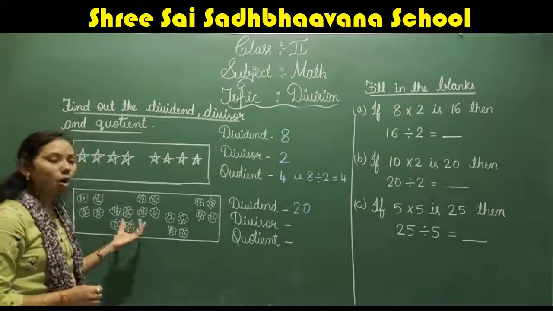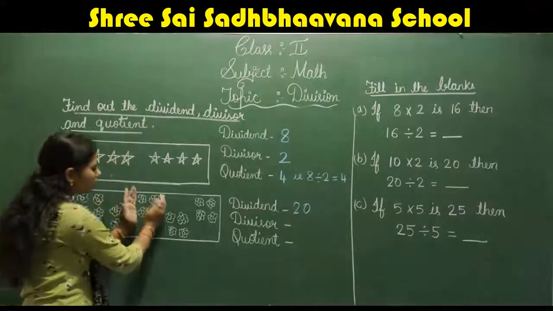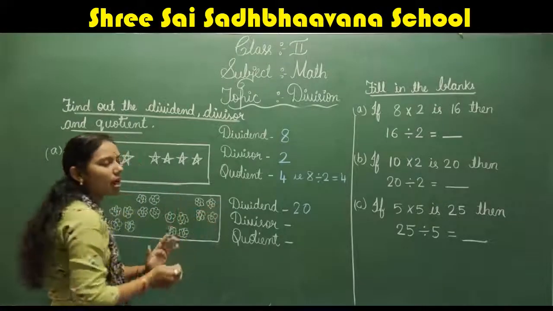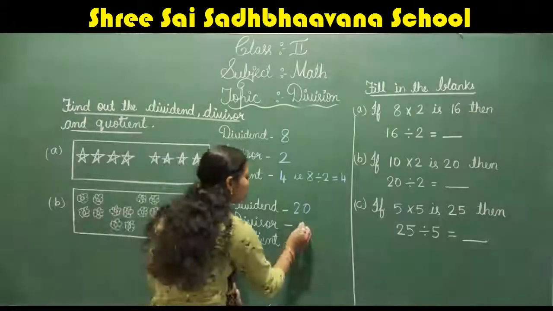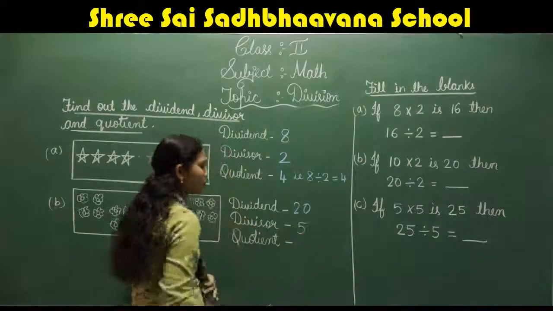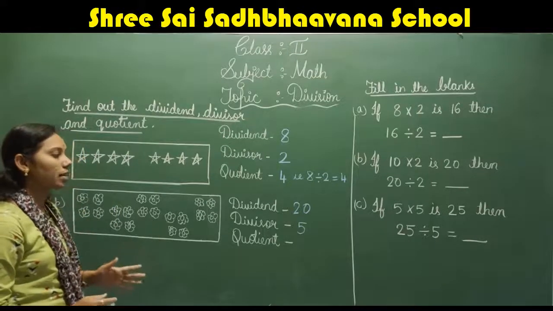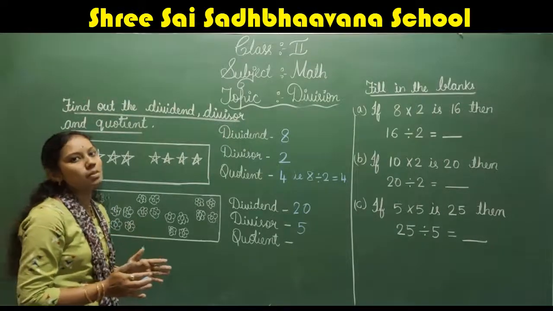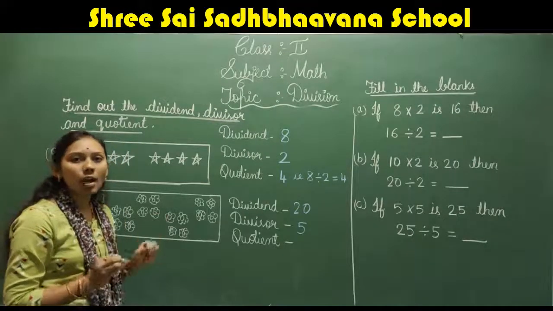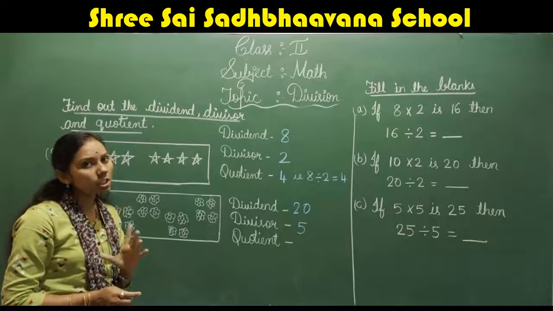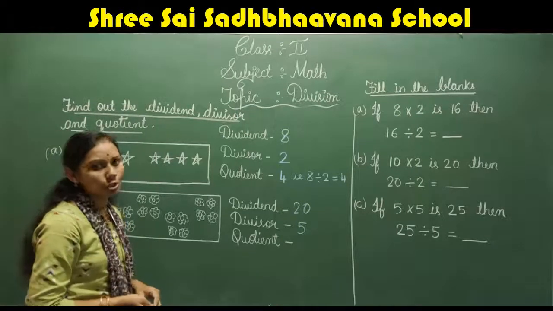This 20, how many groups are formed? 1, 2, 3, 4, 5. 5 groups. That is the divisor. So what is the quotient now? We have divided this 20 into 5 groups. So in each group, how many flowers are there? That will be your quotient.